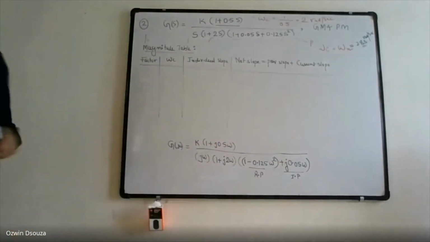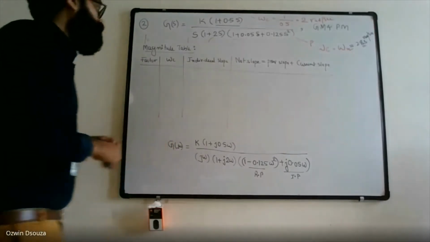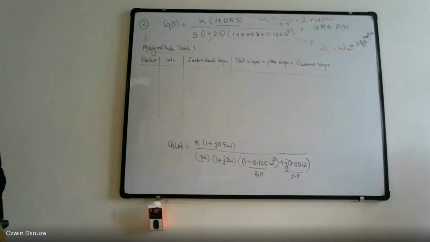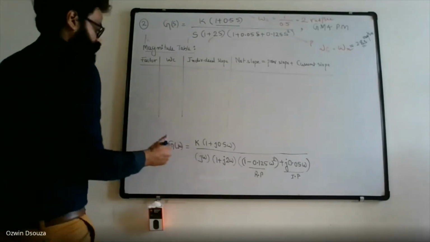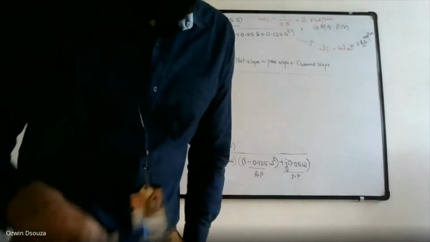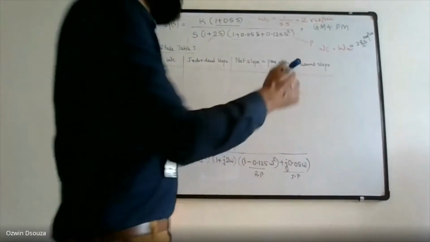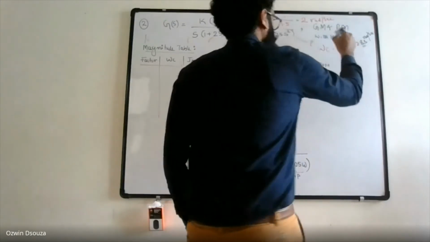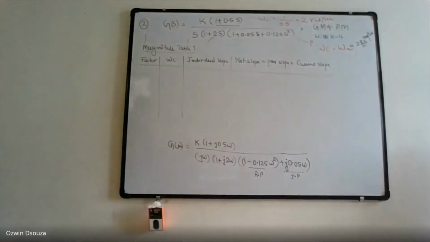Now let us start listing out the factors. You have to arrange the factors in the ascending order of the corner frequency. So the first factor is the pole at origin. One thing I forgot to mention is that you are supposed to draw the Bode plot with K equal to 4. So please include that in the question. That is what is given.